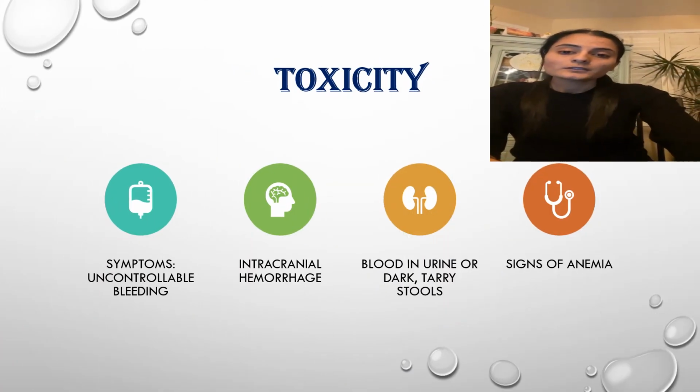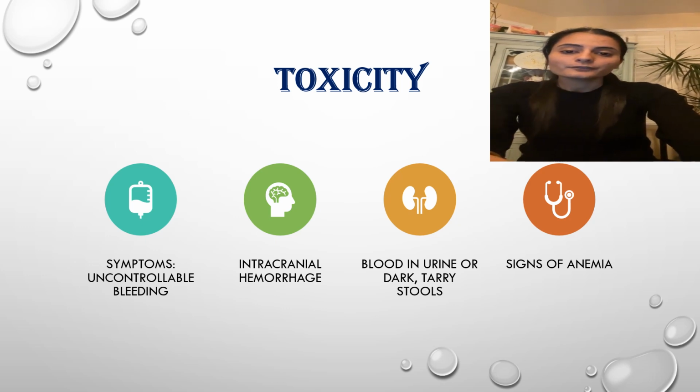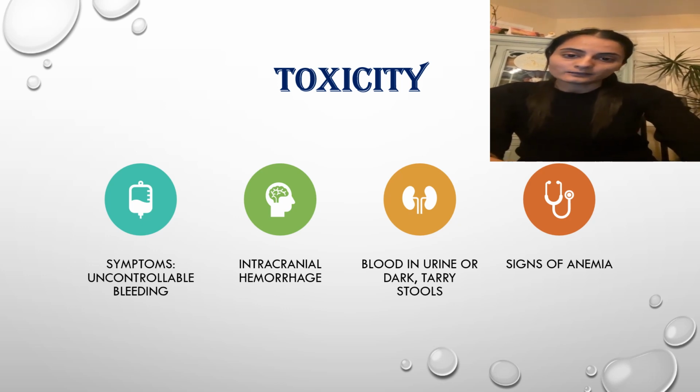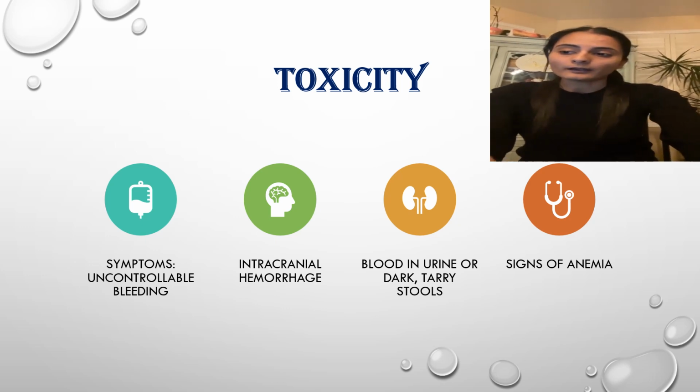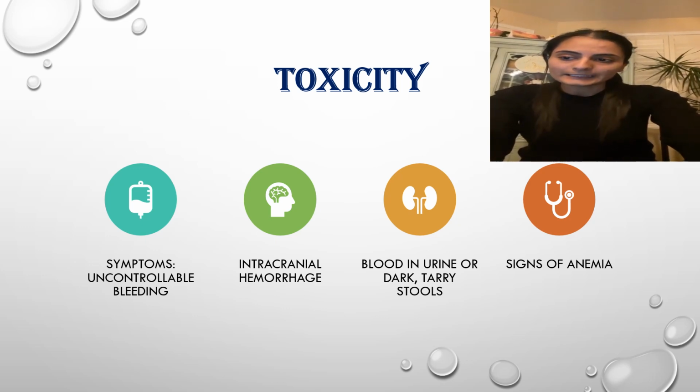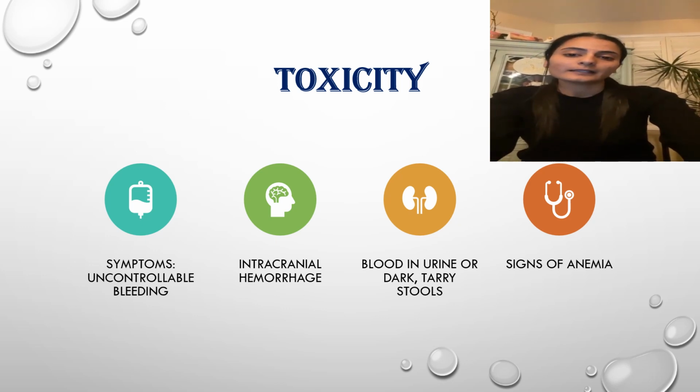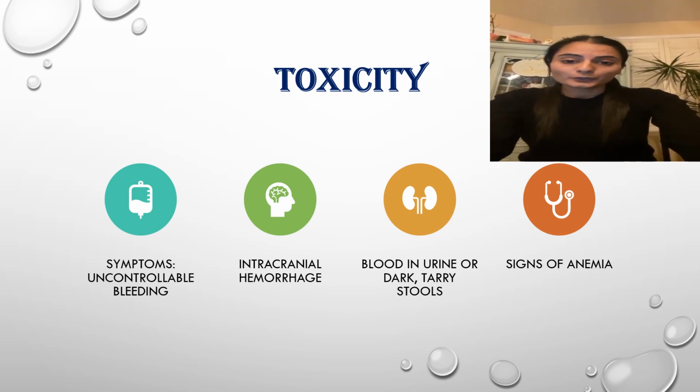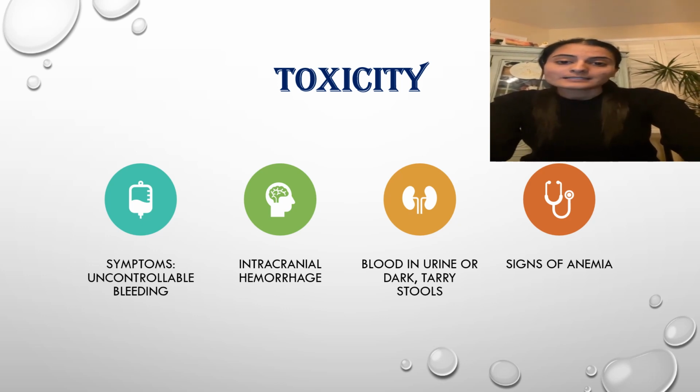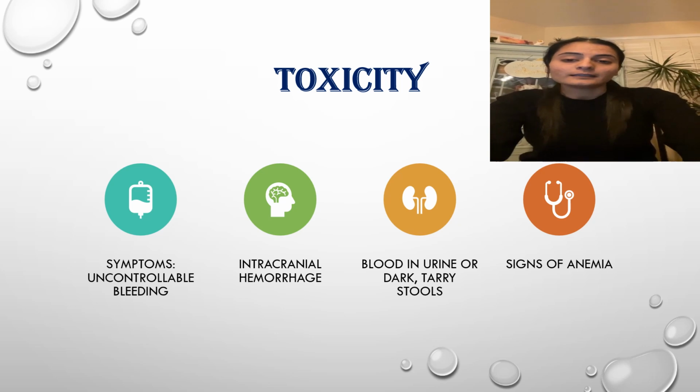Now we are talking about toxicity. If toxicity of anticoagulants occurs, the most common symptom is uncontrollable bleeding. The second is intracranial hemorrhage if they cross the blood-brain barrier. The third is blood in urine or dark or tarry stools. And the last, signs of anemia occur in patients who have toxicity of anticoagulants.